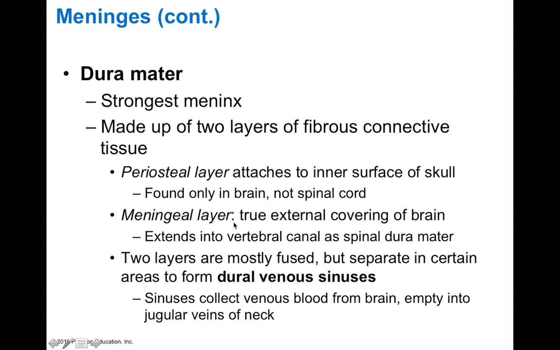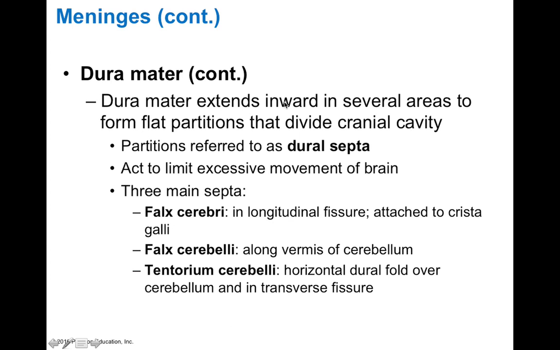Now, the meningeal layer, when it separates from the periosteal layer, can form those dural venous sinuses, which are basically the spaces that collect venous blood from your brain, and they empty back into the jugular veins that drain that blood into your neck. Now, the dura mater extends inward in several areas to form these flat partitions called dural septa, septa meaning like separation point.